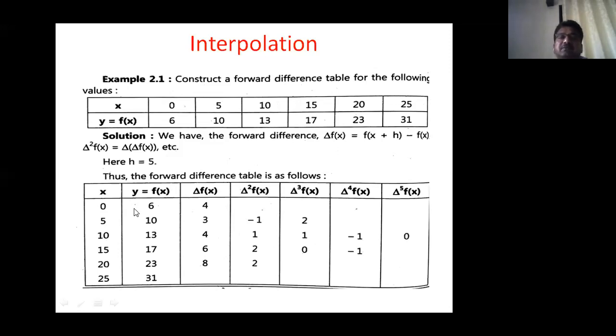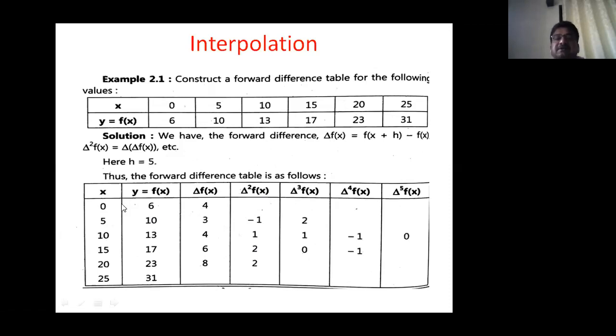Okay, so this is the forward difference table. Write the values of X in the first column, the values of Y or fx in the second column, and then the first difference, second difference, third difference, fourth difference, and fifth difference. Here the number of values of X or Y is 6, and that's why the table goes up to delta raised to 5. If the values are 6, then the table terminates at delta raised to 5.